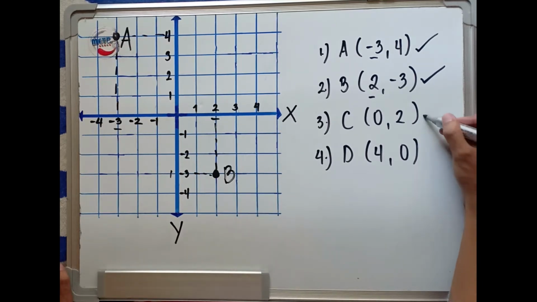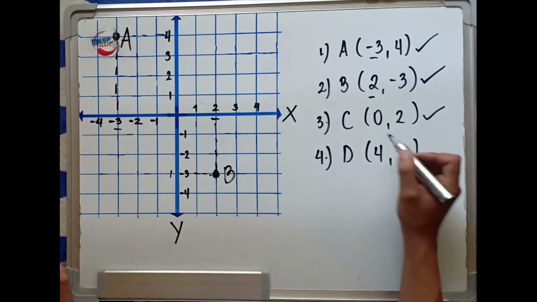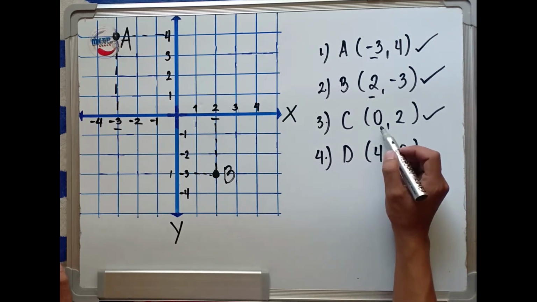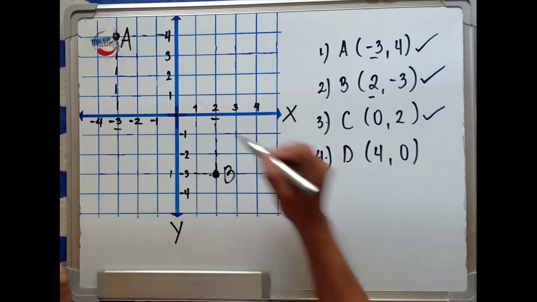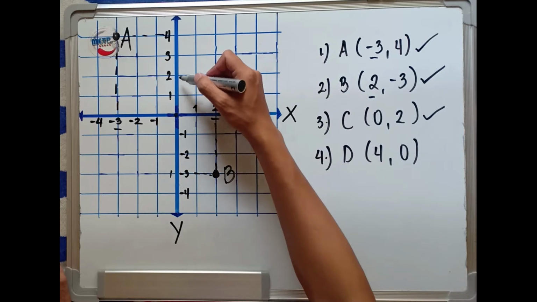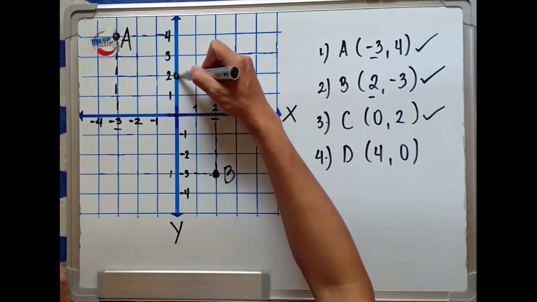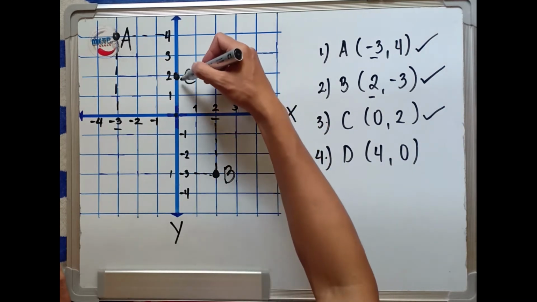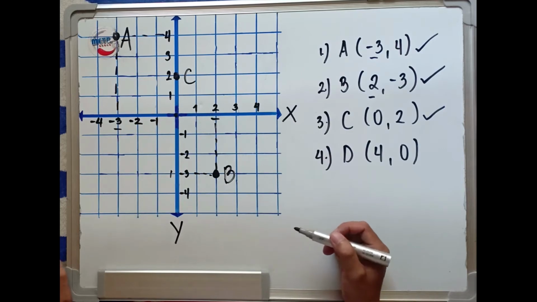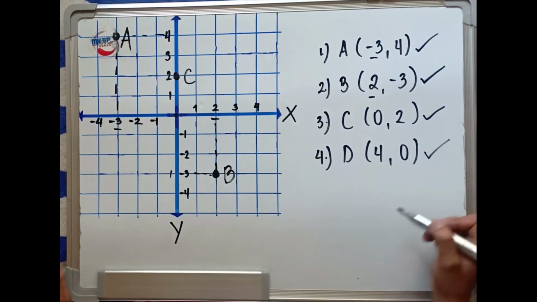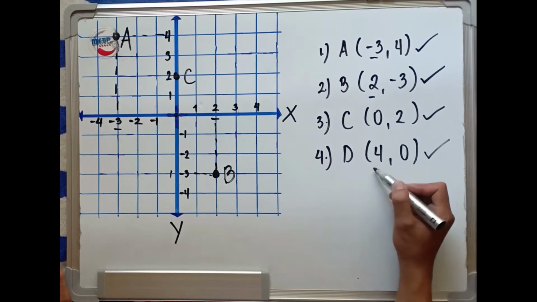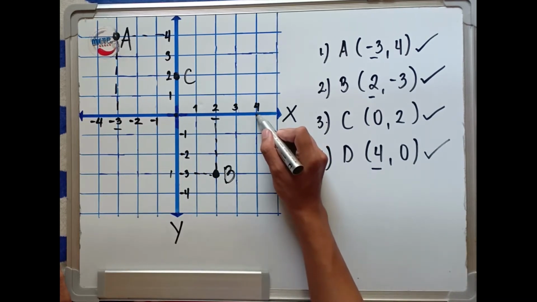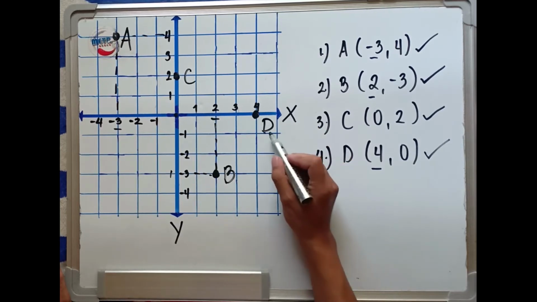Now, let us plot point C. X value is 0, that is in this point, and positive 2 for y. So move upward. So point C will be located at the positive y-axis. And for point D, we have 4 and 0. For x, we have 4, and y is 0. So point D is located at positive x.